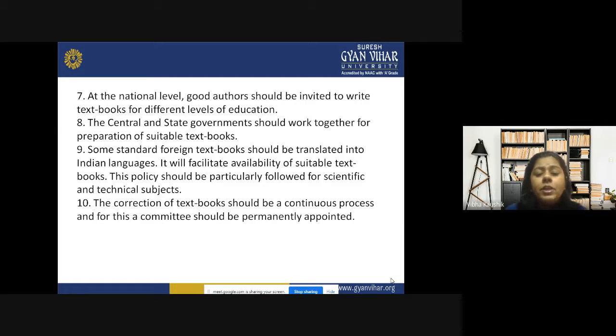And for this, a committee should be permanently appointed. The correction should be there, updation should always be there, and for that a committee should be appointed, and it should be on a permanent basis. Then only the correction of the textbook will be done fast, and this committee will ensure that correction is done in a proper manner.